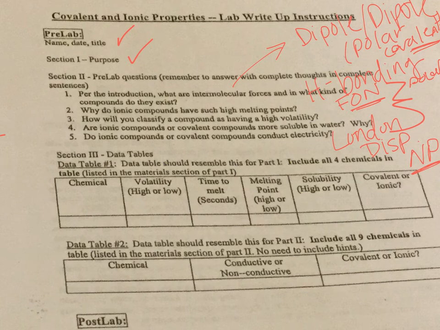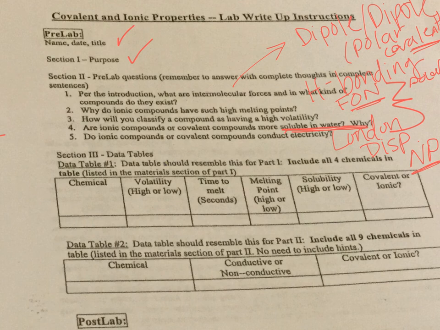Number 2 is saying, why do ionic compounds have such a high melting point? Remember, ionic compounds have electrostatic forces. That's found in that introduction paragraph. Number 3 says, how will you classify a compound as having high volatility? We've answered that. Just double check your station number 1. And then number 4 says, are ionic compounds or covalent compounds more soluble in water, and why? I'm going to leave that to you, and we can talk about this when I get back on Wednesday.